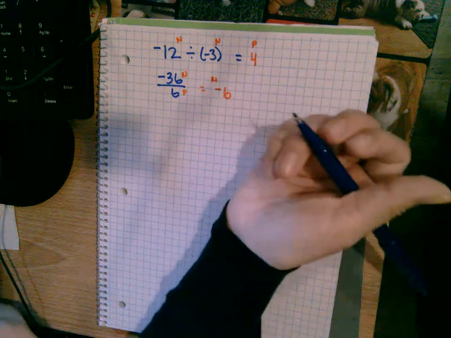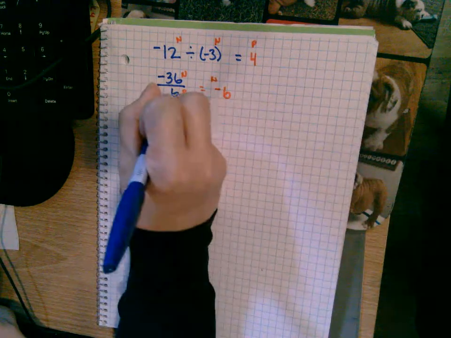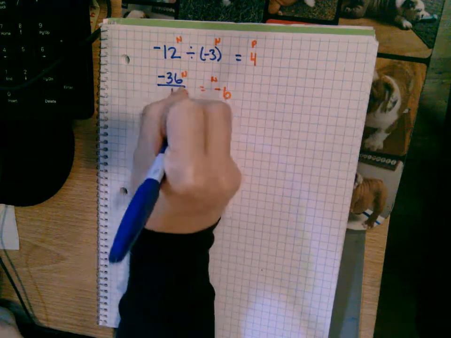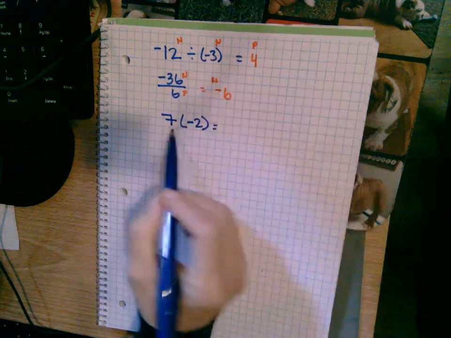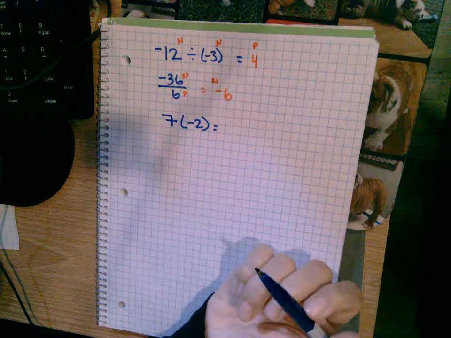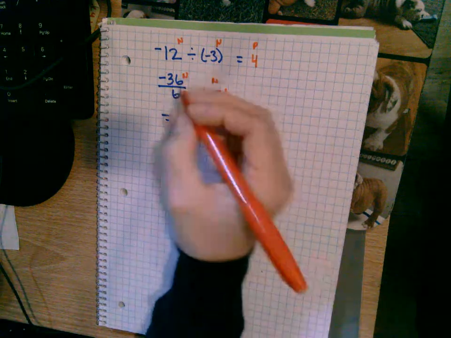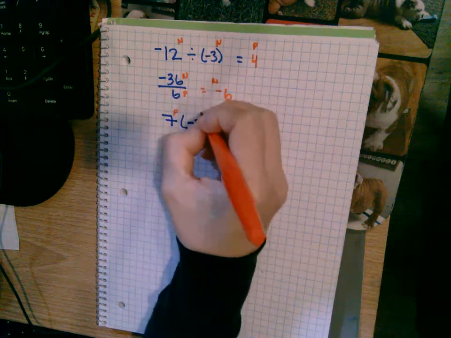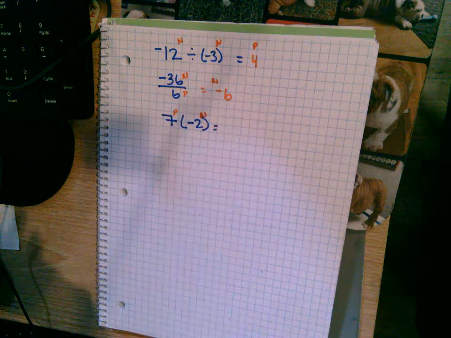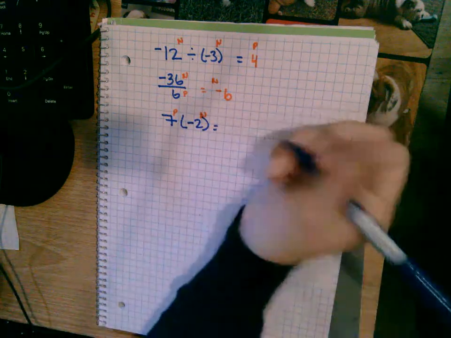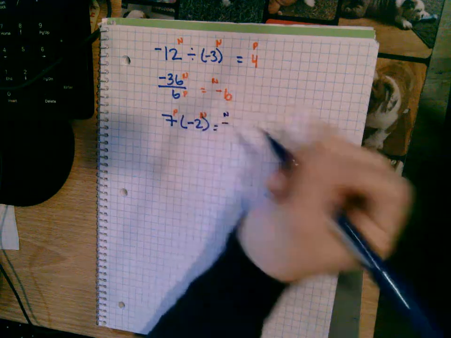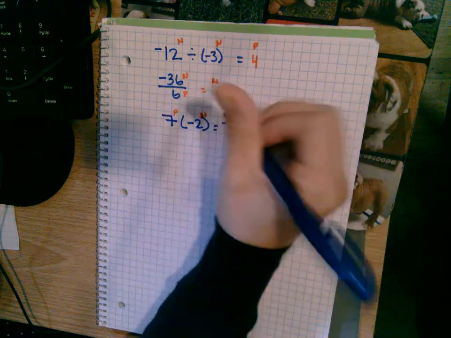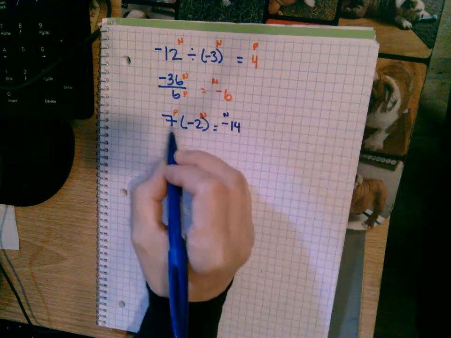All right. So let's say I have 7 times negative 2. Again, when they're squished together, that means it's multiplication. This one is a positive, and this one's a negative. Because they're different, you're going to get a negative answer. What's 7 times 2? 14. So it's negative 14 because the signs are different.